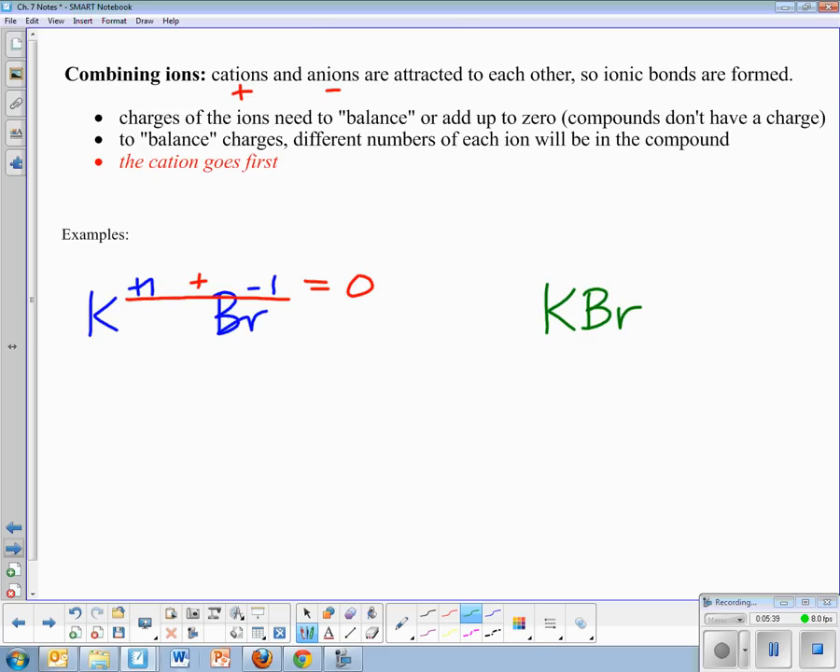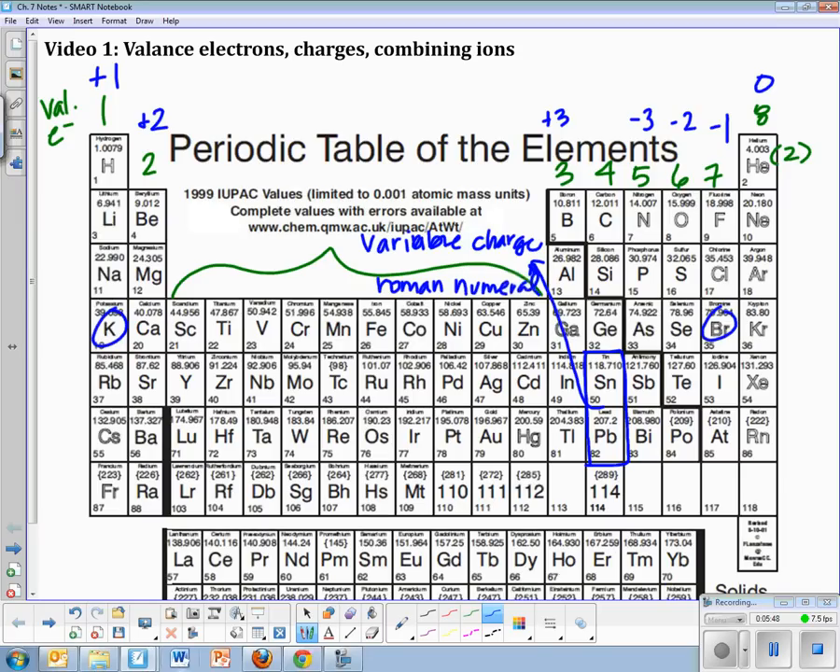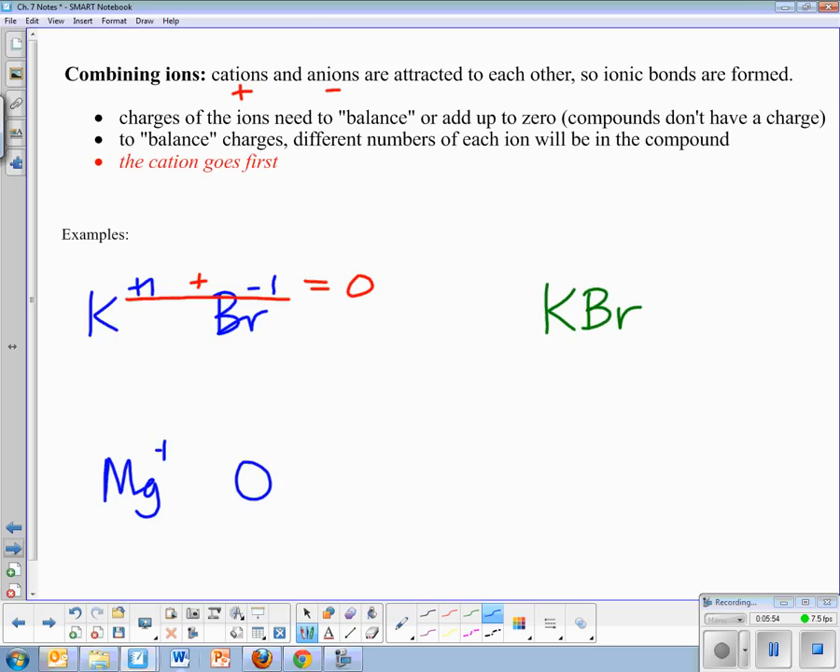So let's do another one. Let's do magnesium and oxygen. If you look at the charges on here, magnesium is +2, oxygen is -2. So Mg is +2, O is -2. When you add these up, you get 0. So that means you need one magnesium to balance out one oxygen. So your formula will be MgO.